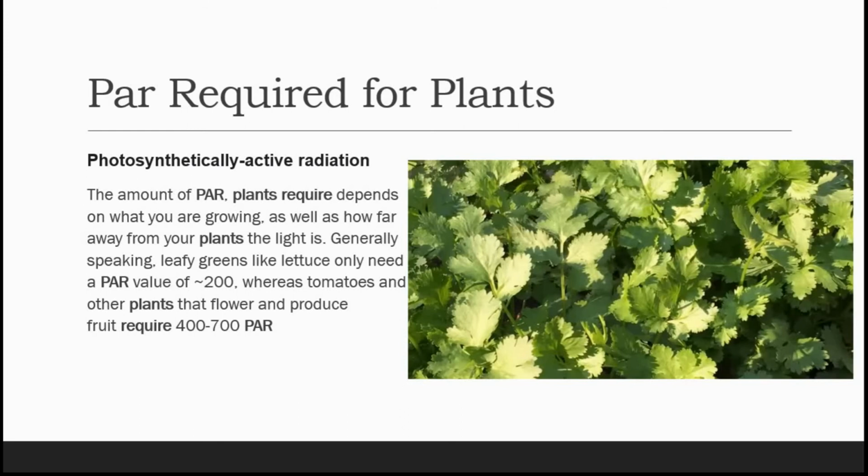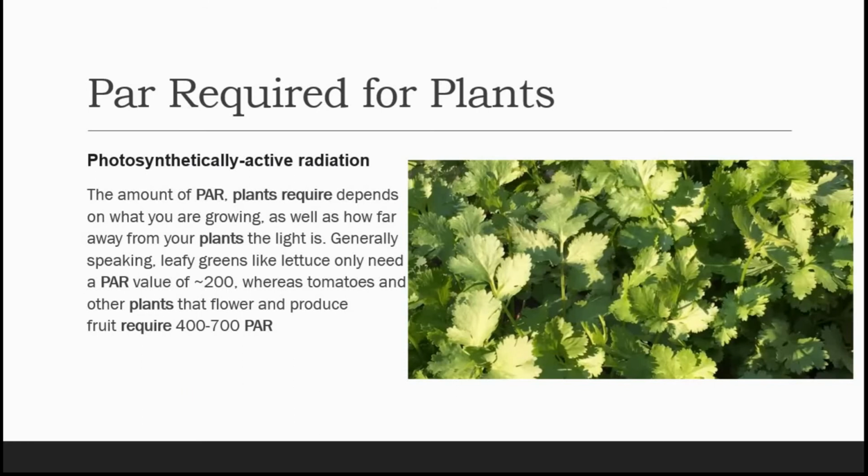In our previous session, we had learned about all the meters that we actually require in our hydroponic system. Now here, we would be talking about the power that is required for plants. What actually is power? Power is actually photosynthetically active radiation. That means the light that is actually taken by plants for the photosynthesis process.